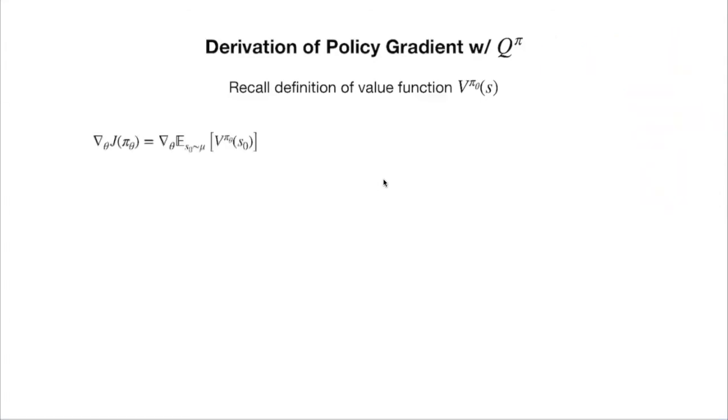All right, so let's just do it. Okay, so let's start from the definition, right? So I want to compute a gradient with respect to my objective function. I'm just writing out my objective function using the value function here in the first time step.